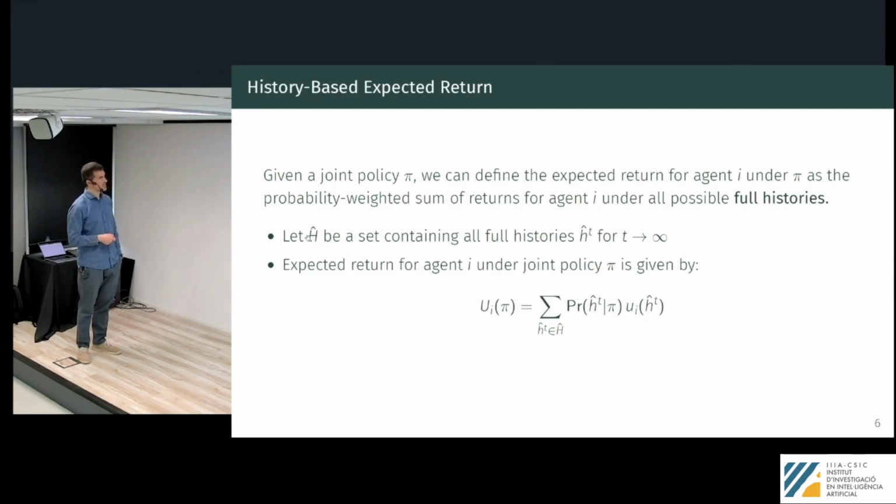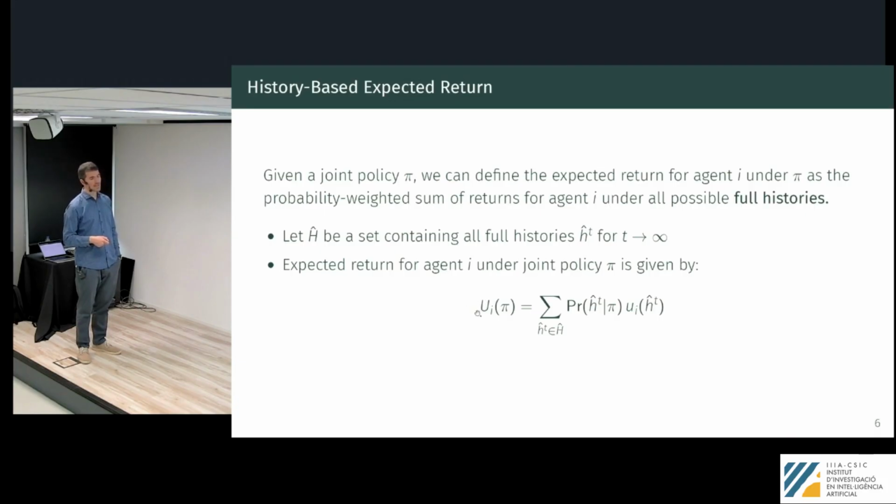First, we need to define, let's say there's a set that contains all the full histories where t goes to infinity. It's just a theoretical construct. And then the expected return for agent i under a joint policy pi is given by this sum of products here. So a reminder, we're going to be using uppercase U to denote the expected return.